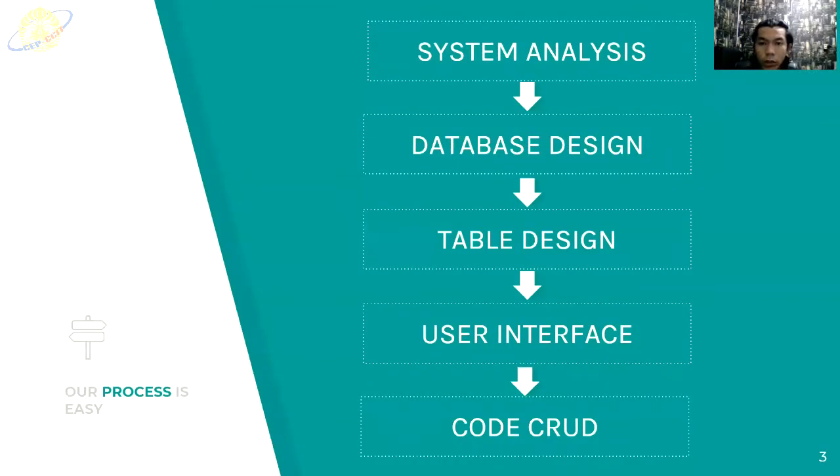So in our project there are 5 chapters that we will discuss. The first one is system analysis, number 2 is database design, number 3 is table design, number 4 is user interface, and the last one is code group.